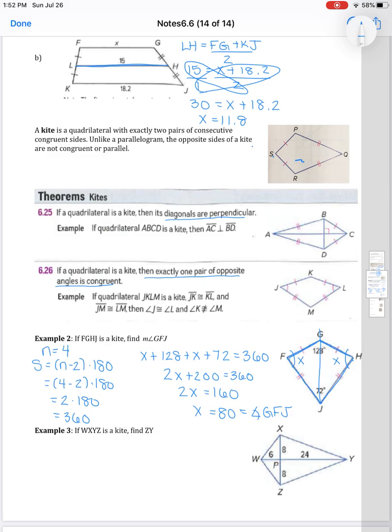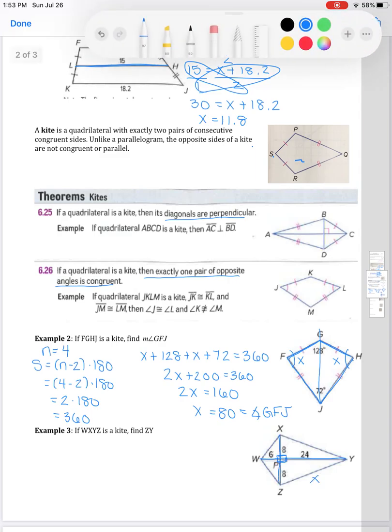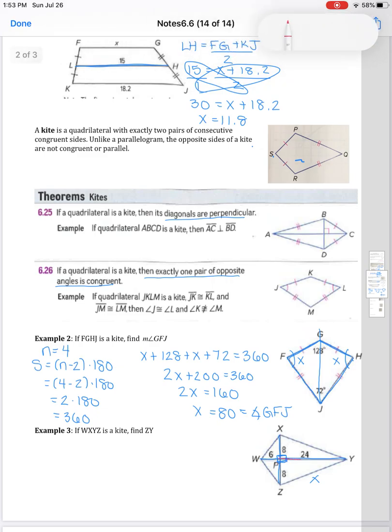So I know that X plus 128 plus X plus 72 is equal to 360. So I get 2X plus 200 equals 360. So 2x equals 160, which means x is 80 degrees. And that is the angle that we're looking for, which is GFJ. Okay, so you can use a lot of your prior knowledge for these.